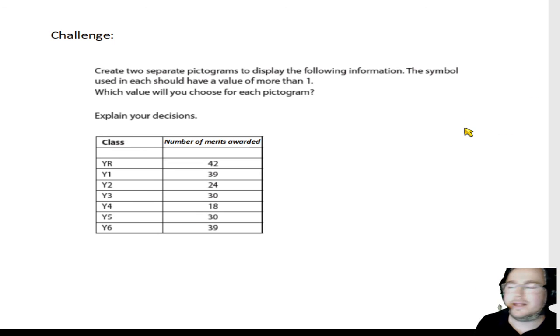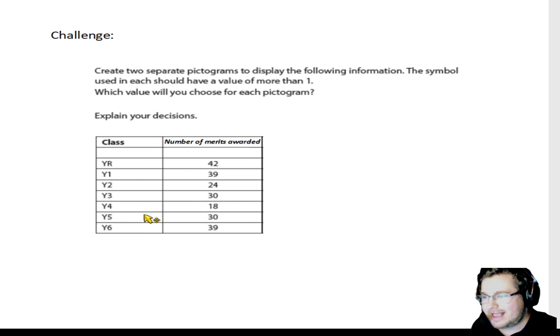And finally, there's just one last challenge for you to do. Can you create 2 separate pictograms to display the following information? The symbol used in each should have a value of more than 1. So which value are you going to choose for each pictogram? You've got 42, 39, 24, much bigger numbers now. But you can't use 1. You're going to have to find a way of using a number more than 1 in order to show these. But that is your challenge of the day.